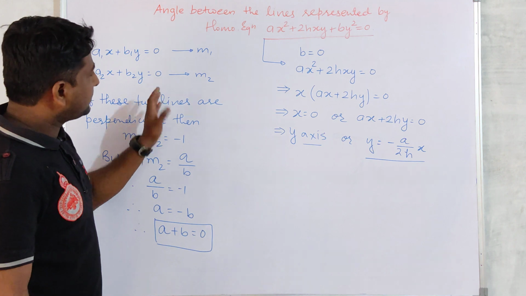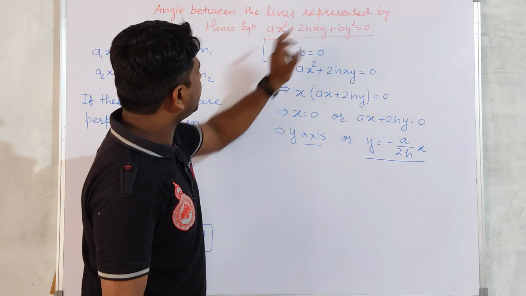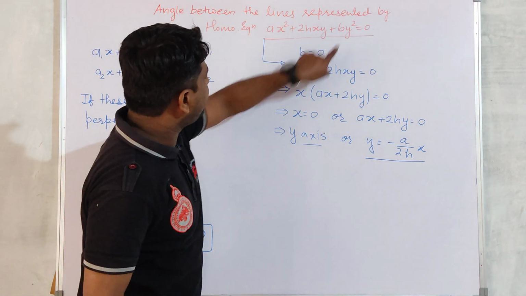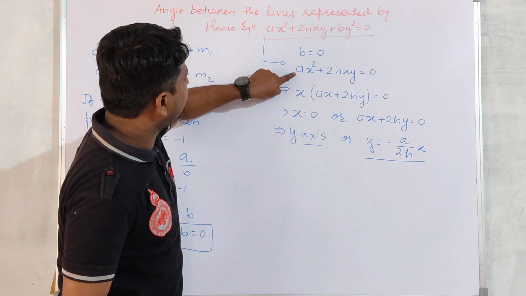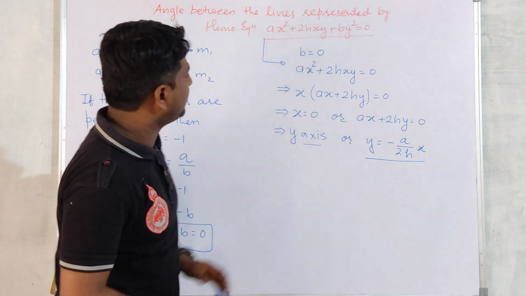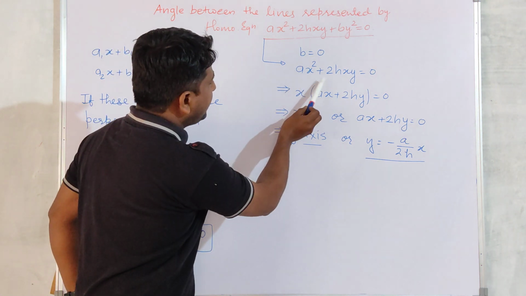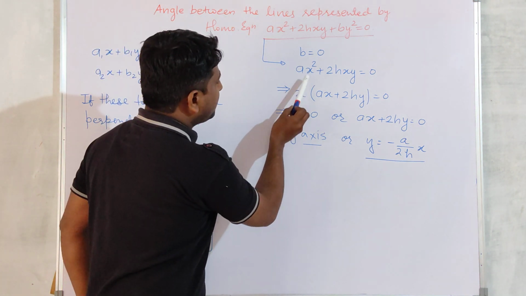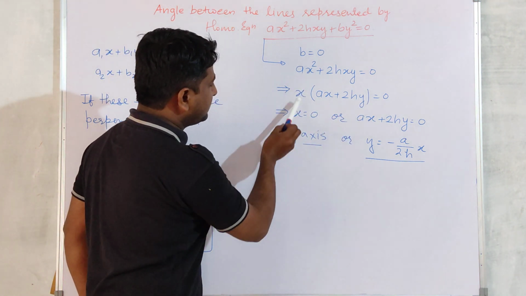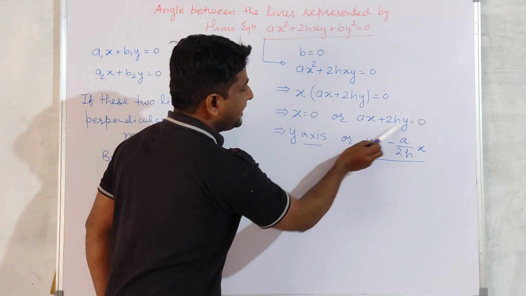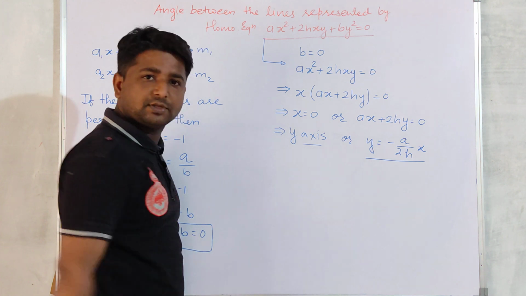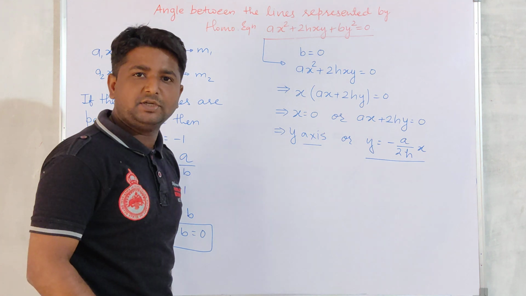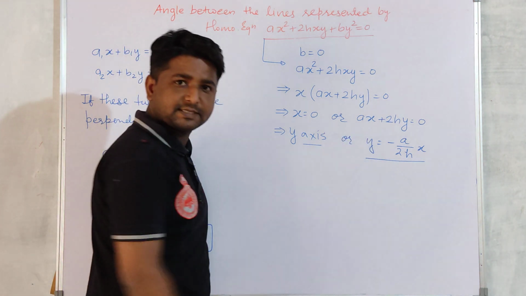Okay. Now suppose in this particular equation we make this coefficient b equal to 0. If b is equal to 0, then the reduced equation will be ax square plus 2hxy equal to 0. Now we have already done this in theorem 4.1. Take out the x common. What is left is ax plus twice hy is equal to 0. We are getting x is equal to 0 or ax plus 2hy is equal to 0. X is equal to 0 is nothing but the y axis, and this is also a linear equation in two variables without the constant. It means it also passes through the origin.